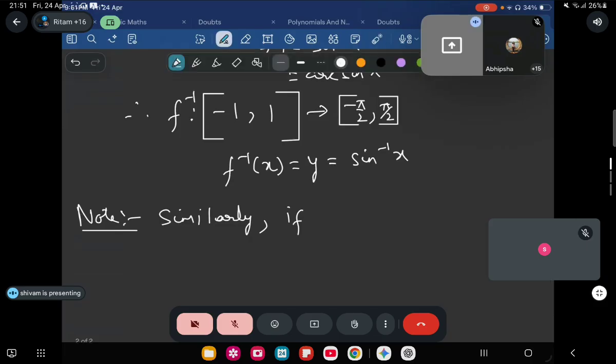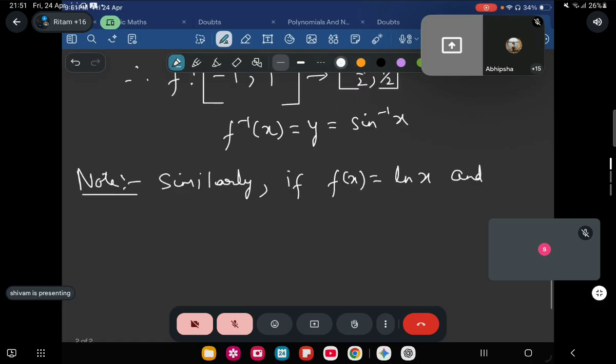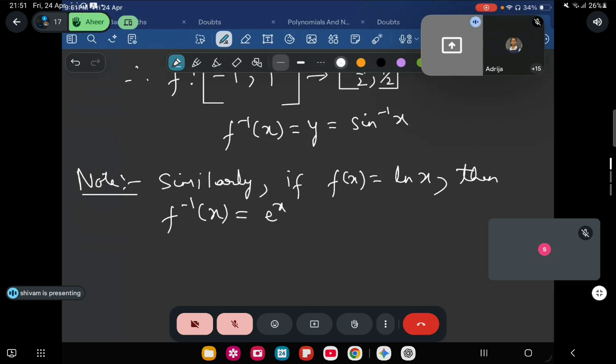Next, similarly, if f of x equal to ln x, then what is f inverse x? Tell me. Somebody tell me. What happened? You cannot recall e to the power x, right? You cannot recall the inverse of ln x.